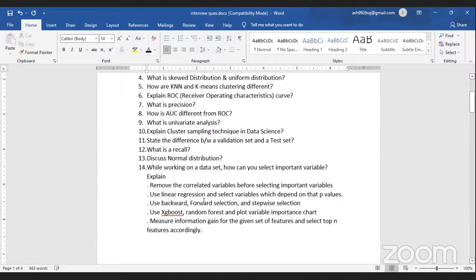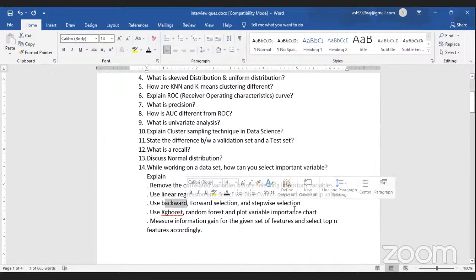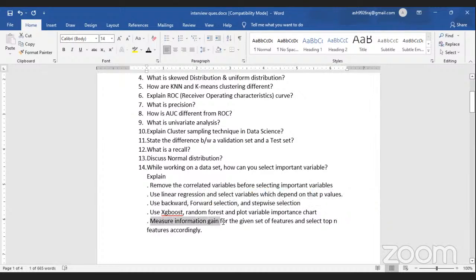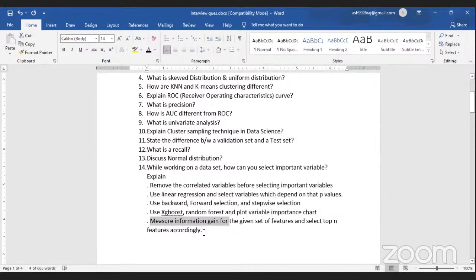So how can we select the important variables? First, remove the correlated variables. Use linear regression and select variables. Use backward selection, forward selection, and stepwise selection. Use XGBoost, random forest, and plot a variable importance chart. Measure information gain for the given set of features and select the top n features accordingly.